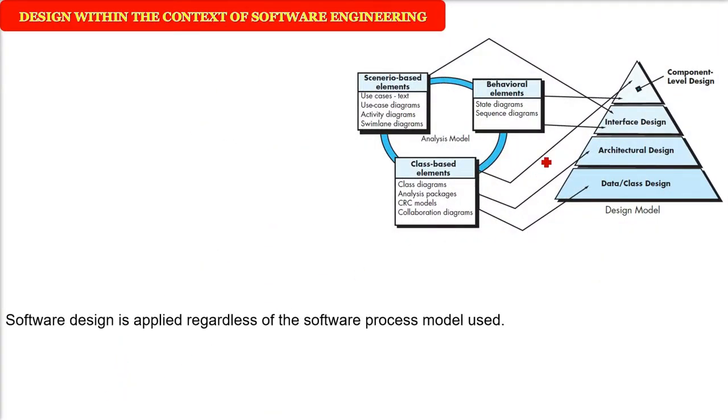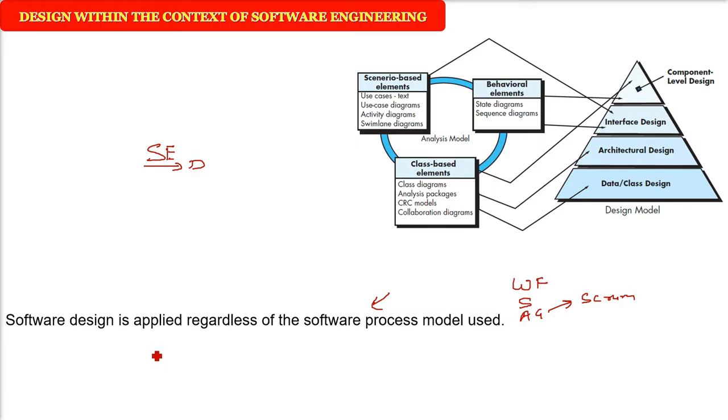Now this diagram is very important. This is the underlying diagram of what we are going to discuss. So software design can be applied, or has to be applied, everywhere. That means software design is applied regardless of any software process model you choose. You say I am choosing waterfall, some say spiral, some say agile. In agile especially I am going to use Scrum. Whichever software process model you use, software design has to be applied.